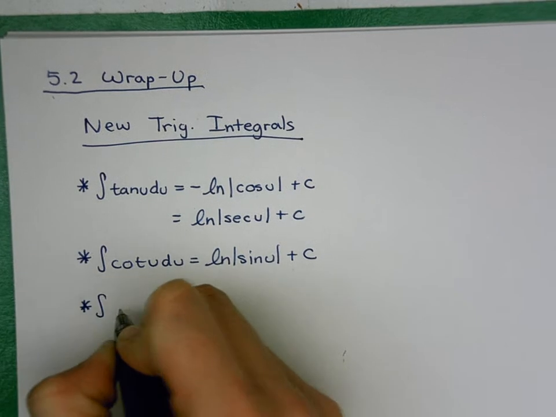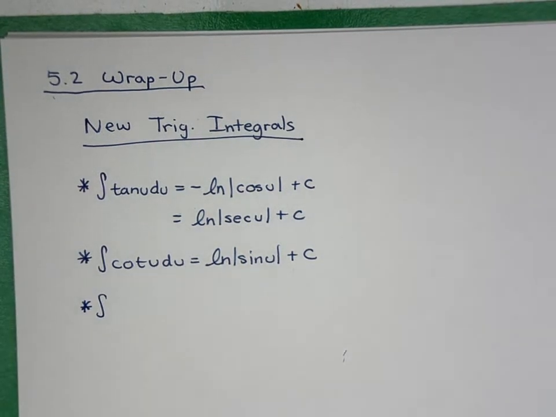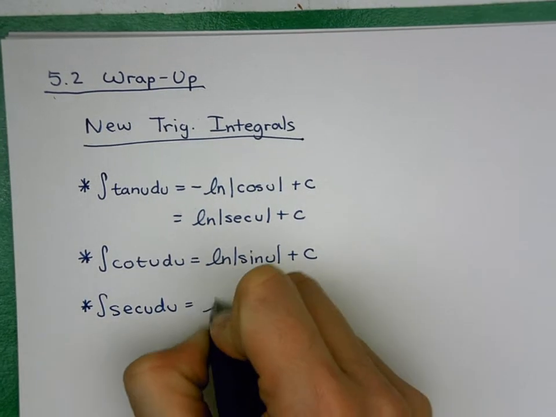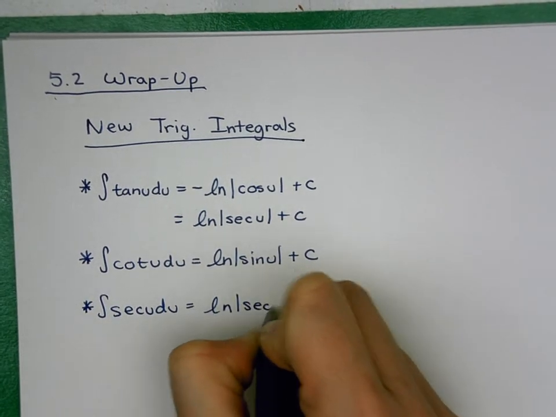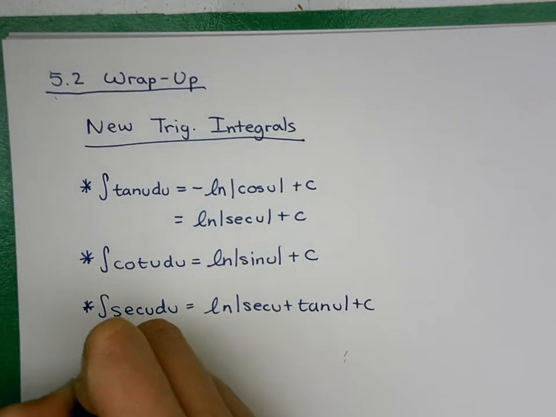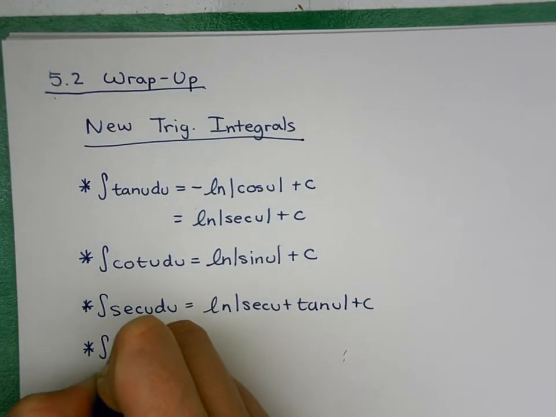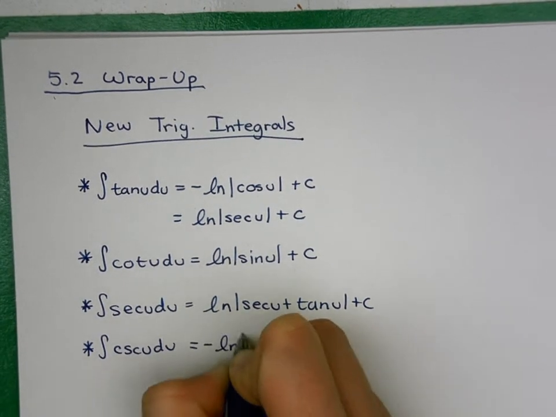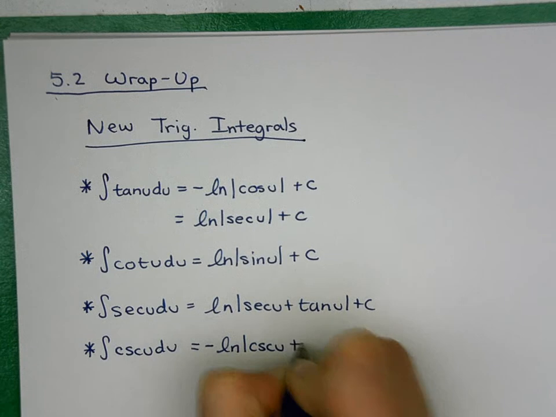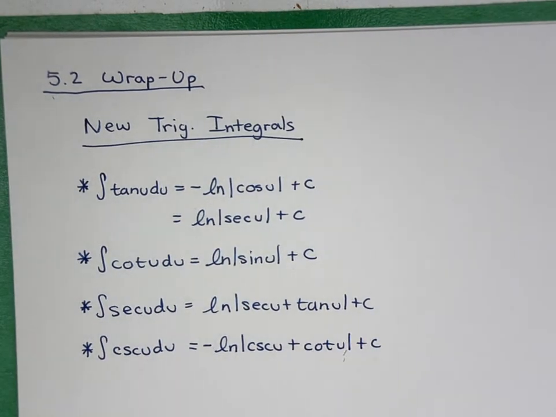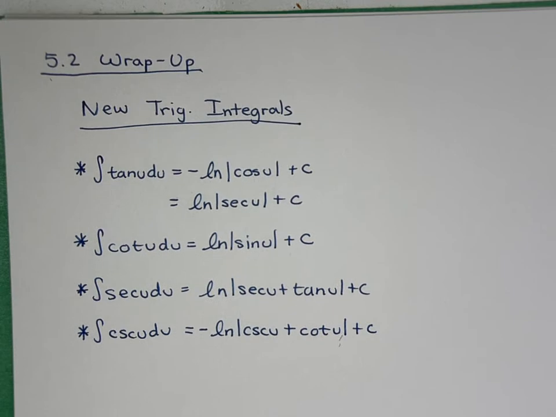Our last 2 here are the integral of secant u du, which is the natural log of the absolute value of secant u plus tangent u, and the integral of cosecant u, which is negative natural log of cosecant u plus cotangent u plus c. So these are our 4 new rules here. We do need to have them memorized.